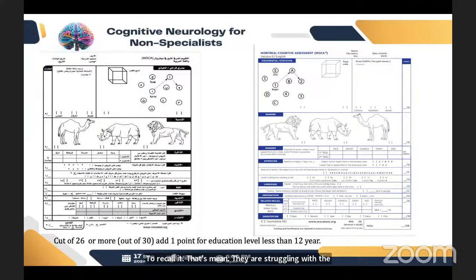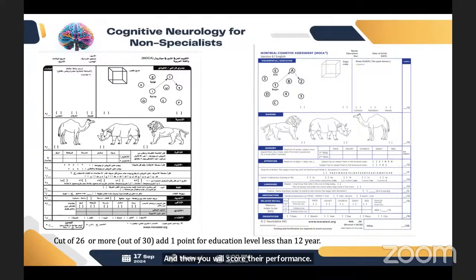The last task is the orientation. You will ask them to give you the date. If they didn't give you the details, you will ask them one by one: the date of the day, the month, the year, and the day name. And of course, you will ask them to tell you the place and the city. And then you will score their performance.